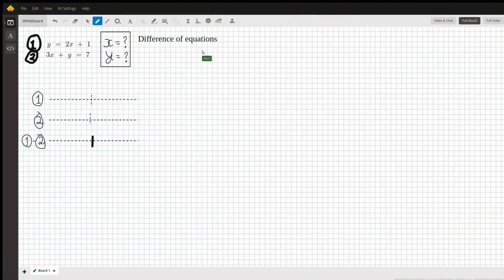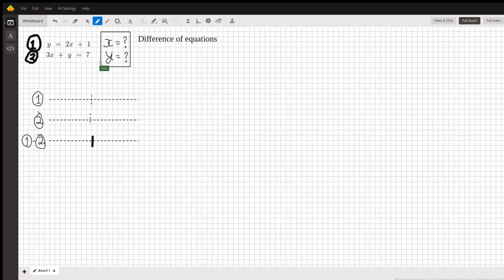Hey everyone, PJ here. I'm going to teach you all how to solve a system of linear equations, two equations, two unknowns. We're going to use the method of difference of equations because it's quite visual. It's nice. I'm going to illustrate how it works, why we can find these two values, and then we're going to do it.